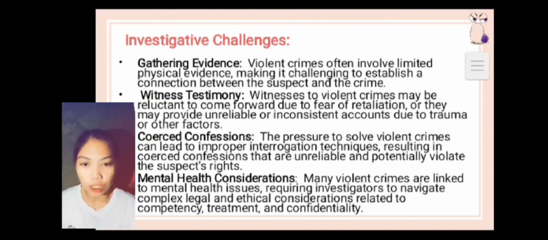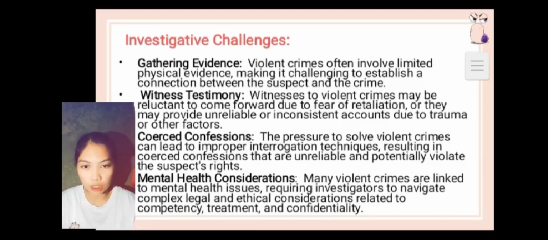Coerced confessions. The pressure to solve violent crime can lead to improper interrogation techniques, resulting in coerced confessions that are unreliable and potentially violate the suspect's rights. For example, physical harm just to make the suspect confess to what he did.